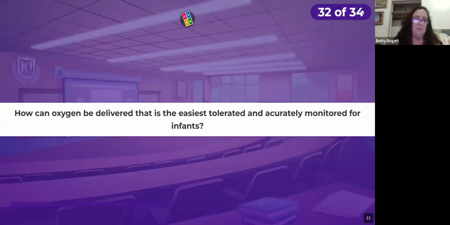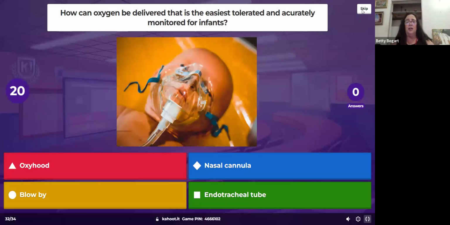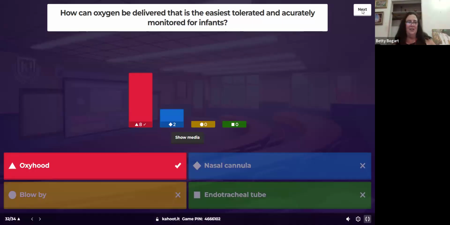How can oxygen be delivered that's easiest tolerated and accurately monitored for infants? We use oxygen on infants quite a bit because at birth, many infants have a little bit of mucus from mommy left in their lungs, and they have TTN, transient tachypnea of the newborn. They're absolutely normal, perfect infants. They just need a little time, a little oxygen until they're able to be without.